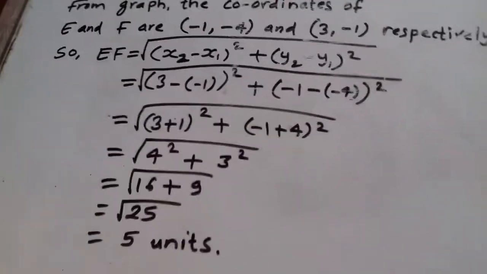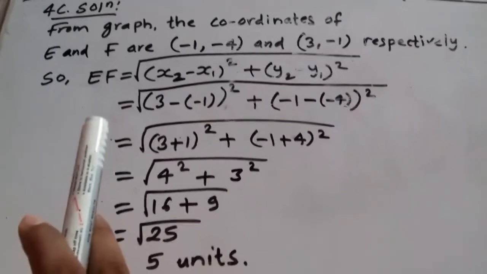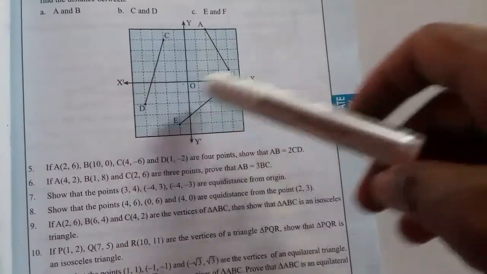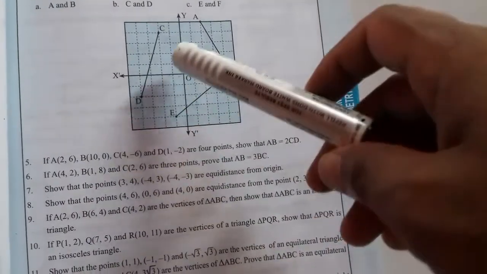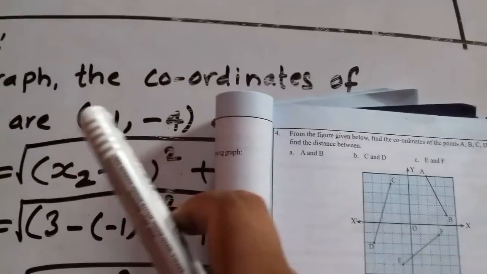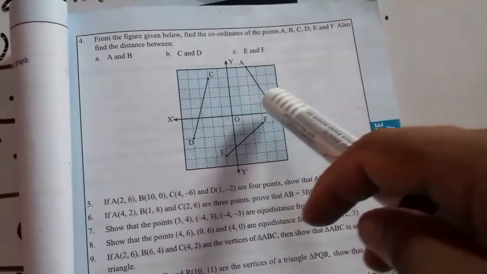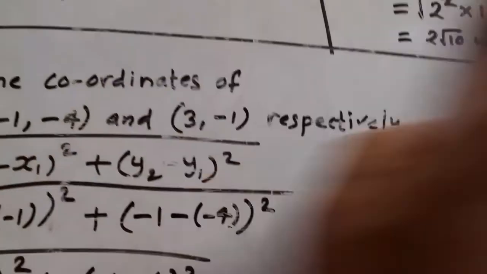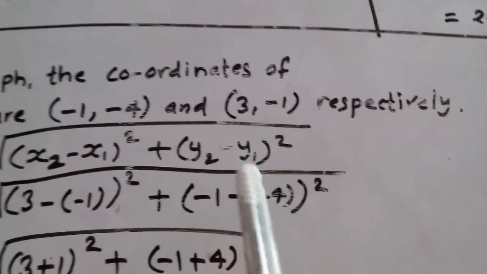Similarly, for question number c also, these two are the coordinates that we have found for f and e. For e, minus 1, then 1, 2, 3, 4, as we have written here: minus 1, minus 4. Then for f, 1, 2, 3, and minus 1: 3, minus 1. And the other process is the same as before.